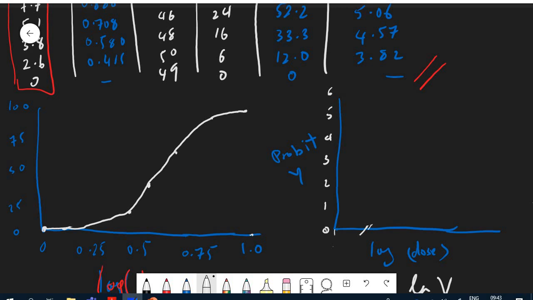Okay, and the log dose is from 0 to 1. So we just include that from 0 to 1. So something in between will be like 0.5. And then here we have 0.25, and we have here 0.75, just for a quick figure. And let's go with the numbers. 0.415 with 3.82, so 0.415 somewhere here to 3.82, that's very close to 4. And then 0.58 with 4.57, something here.